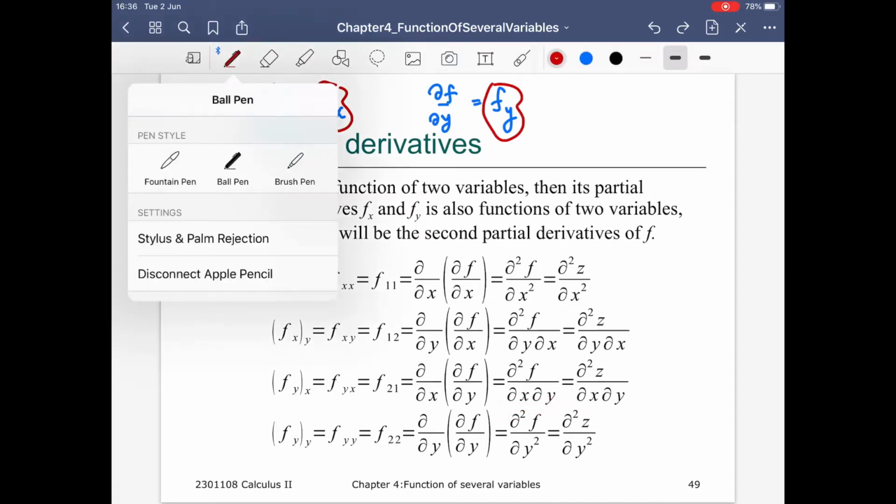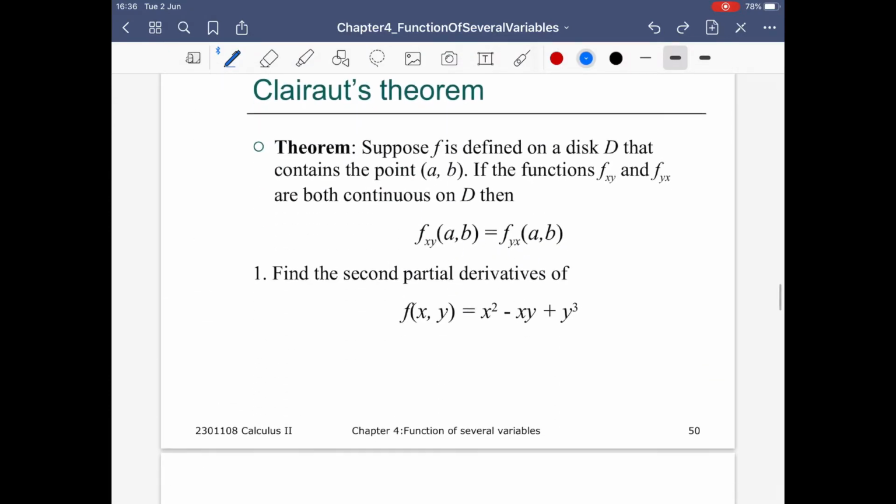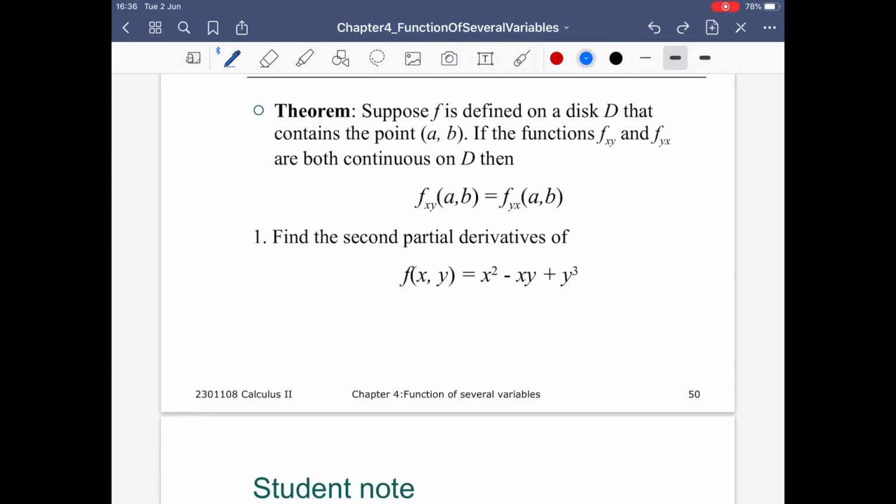So let's look at some examples. For example, if you want to find the second partial derivatives of this function, it means that you need to find all four of them, which are f sub xx, f sub yy, f sub xy, and f sub yx. You may have a question in your mind whether these two will be the same or not, because for the first one you do x first followed by y, or you do y first followed by x, whether they are going to be equal or not.